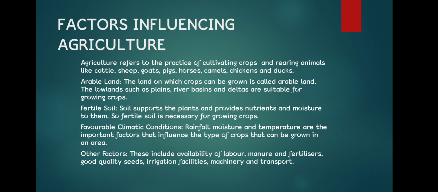Along with this, there are other factors like availability of labor, manure and fertilizers. Good quality seeds also matter, and irrigation facilities are also very much required. Even some crops need machinery, and transportation is also very important for agriculture. So all these are very important factors for agriculture.